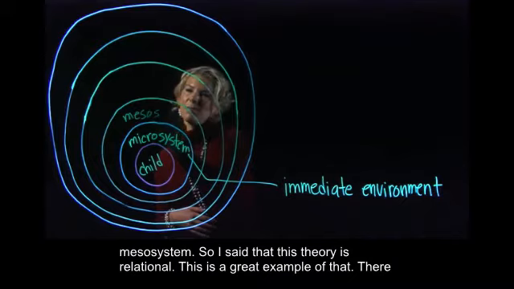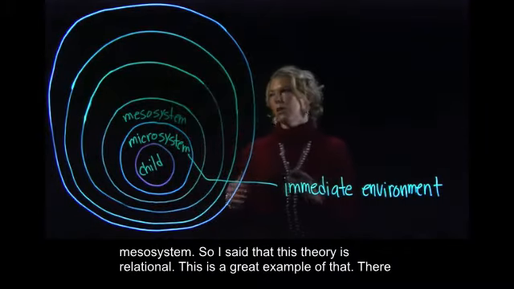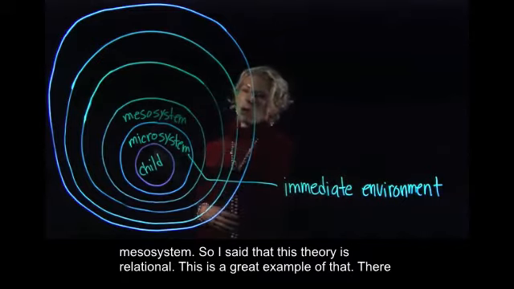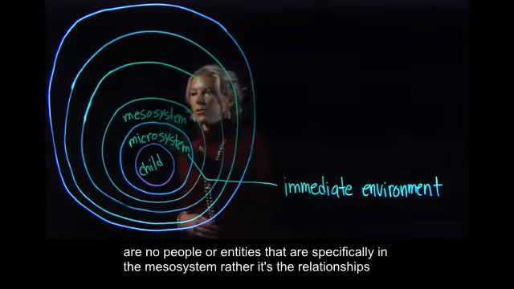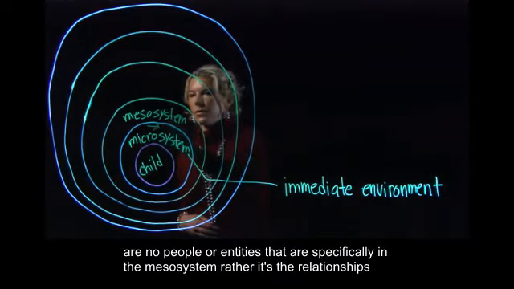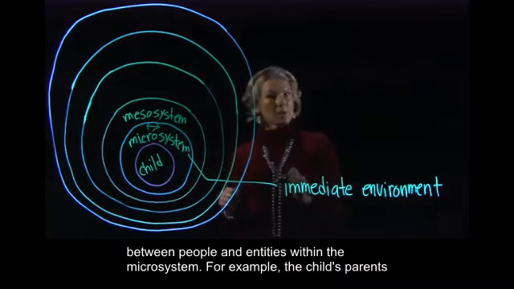The next system is the mesosystem. And remember how I said that this theory is relational. This is a great example of that. There are not people or entities that are specifically in the mesosystem. Rather, it's the relationships between people and entities within the microsystem.